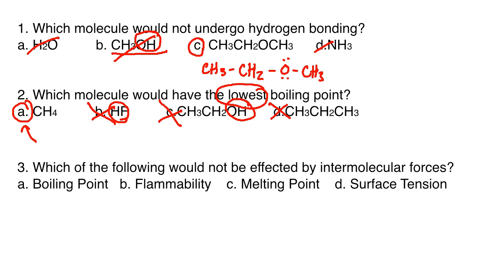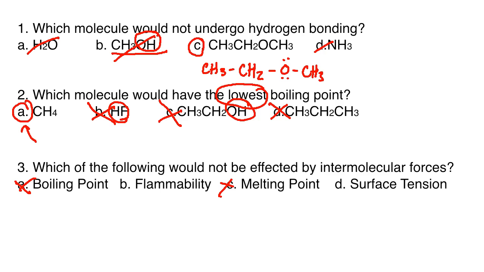Again, two of these should have been easy grabs. We were talking about them very readily. Boiling point is out and melting point is out. In fact, the question above this was just talking about boiling point and was asking you to compare intermolecular forces and their effect on boiling point. So boiling point and melting point are both going to be affected by intermolecular forces. That leaves flammability and surface tension.